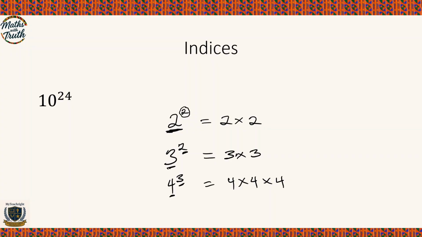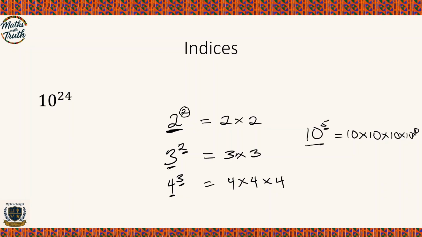So if you have 10 exponent 5, the base is 10. That means 10 is going to be multiplying itself. And 5 determines how many times 10 should multiply itself by. And so you have 10 times 10 times 10 times 10 times 10. And that is what it means.